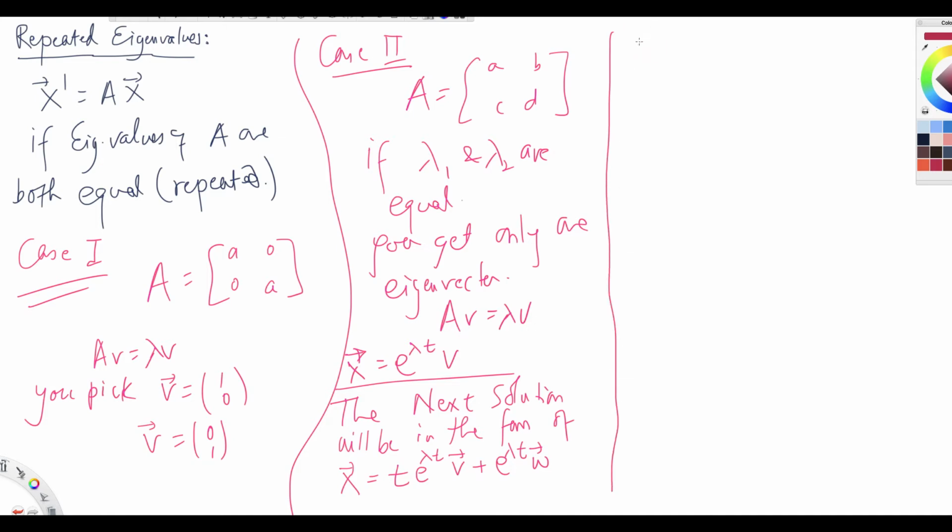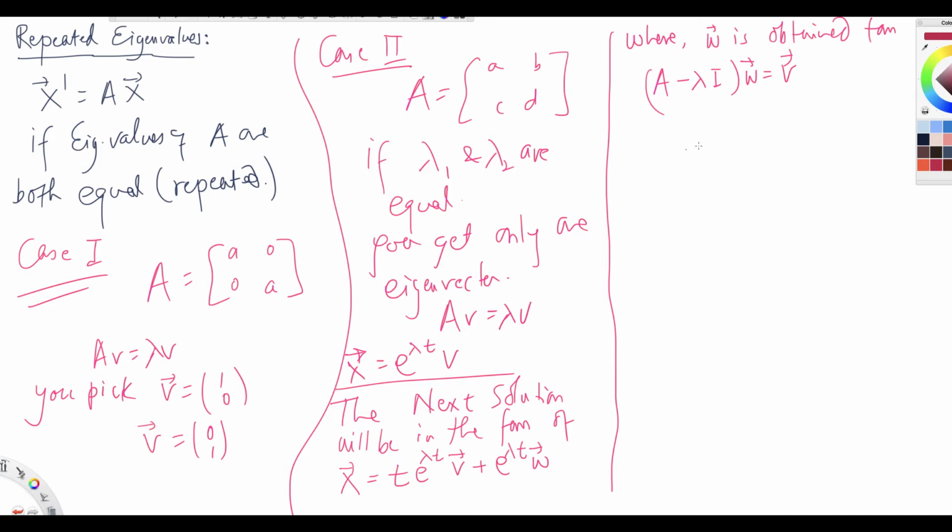Where w is obtained from (A minus lambda I) times w equals v. So v is the one that we got from here, okay? So you will be solving this equation to find out w. After you find w, you will just plug it in here, x equals to that, okay guys?